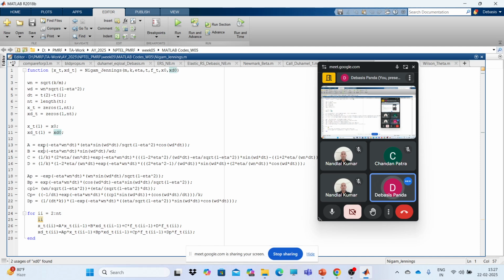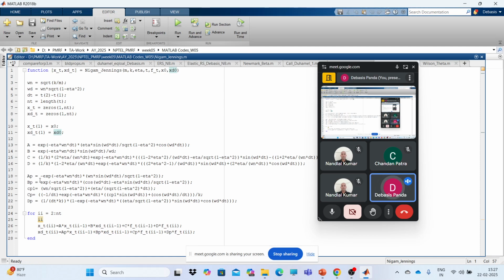Now what I need to provide: I need to define the A, B, C, D that we have derived. We derived them for the undamped system, but for damped systems the zeta and omega d quantities will be there. So A is nothing but e to the power minus zeta omega n dt multiplied by zeta sine omega d dt divided by square root of one minus zeta squared. If you go to the slide, you can see the A, B, C, D expressions for the Nigam and Jennings method, or you can find them in any standard textbook like Chopra or Mario Paz.